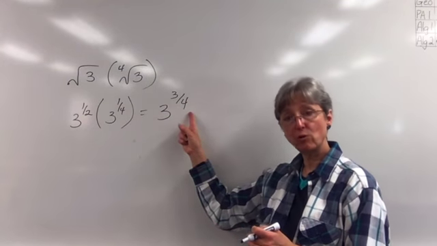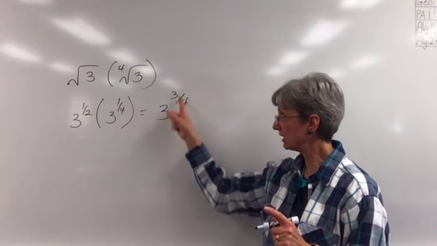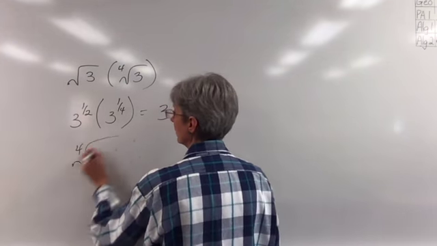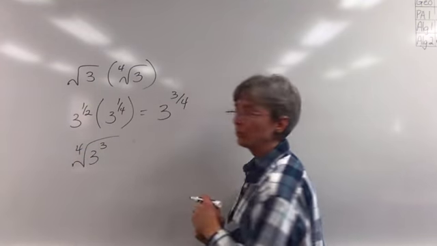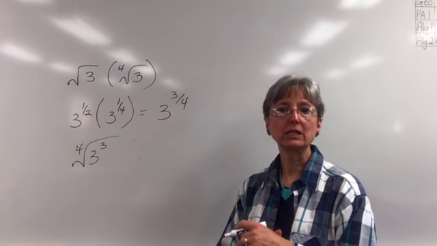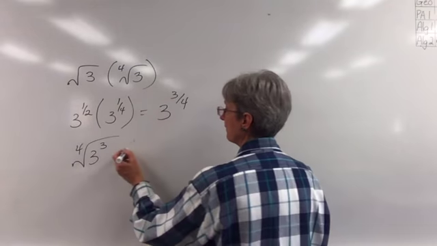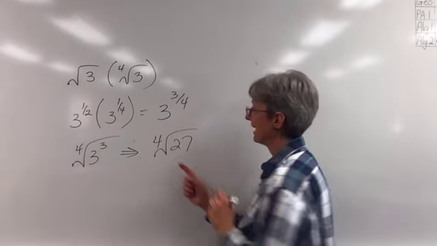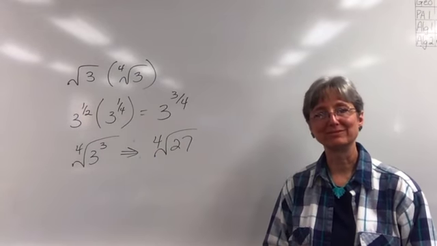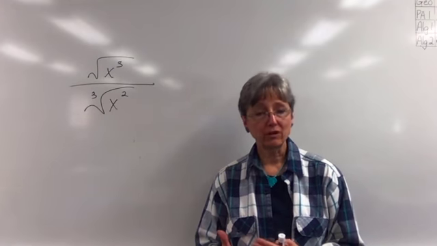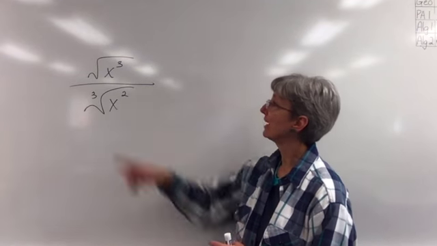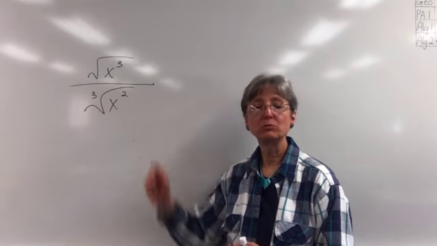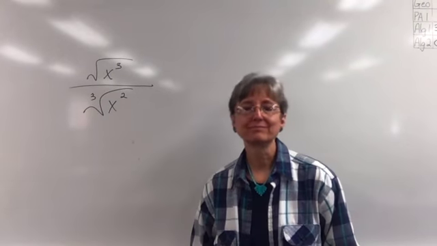So I have the fourth root of 3 to the power of 3. Well, 3 to the power of 3 is 27. So what I have then is the fourth root of 27, and that's my simplest form. Another one, this one involving division instead of multiplication. I have the square root of x cubed divided by the cube root of x squared. I want to simplify this.